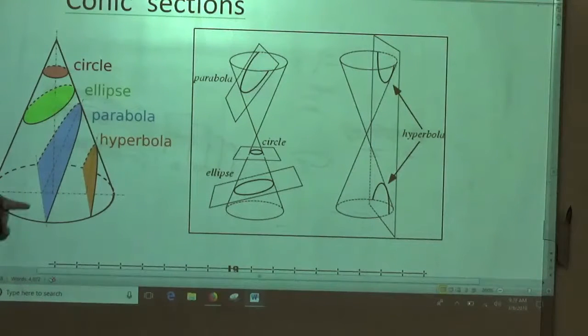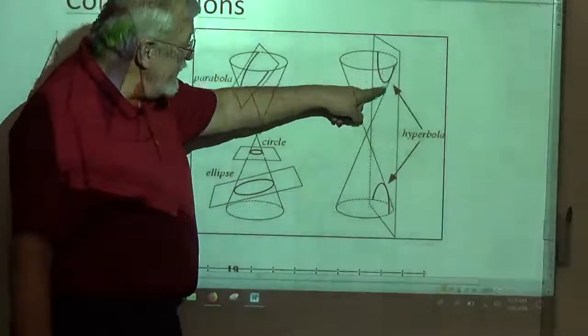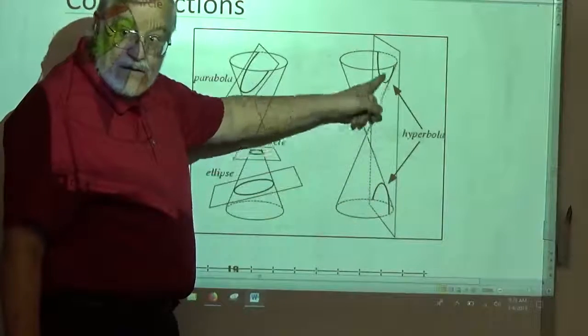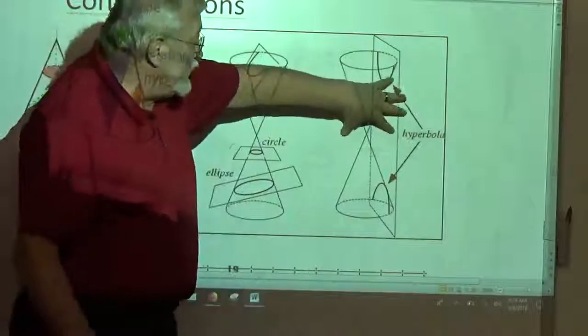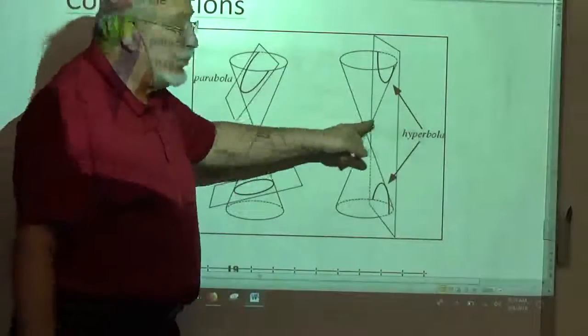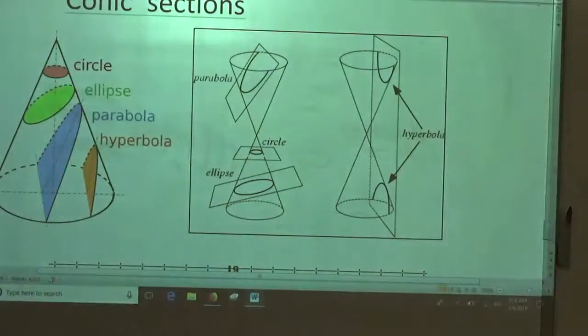Right? And then the last one is the hyperbola, and that is if this thing gets all the way inside and it hits both cones at the same time. And if I took this thing and rotated it 90 degrees, I could also have the parabola that's going along the x-axis instead of the y-axis.